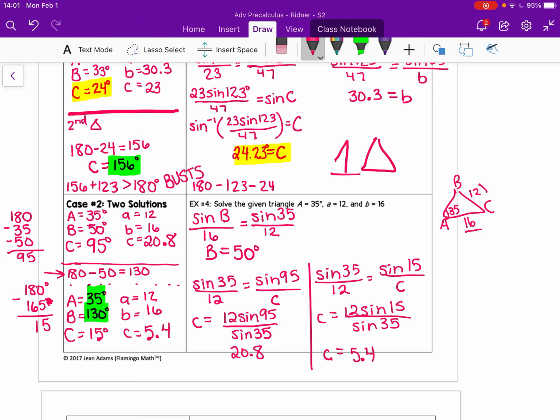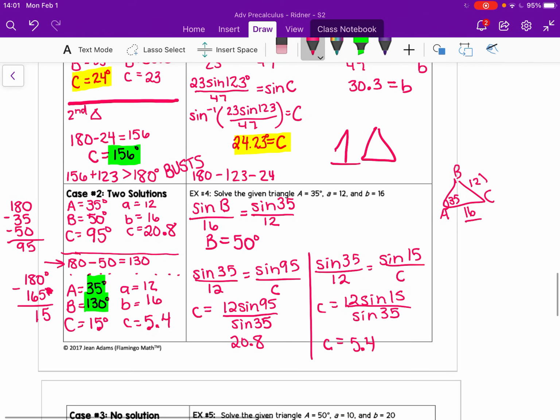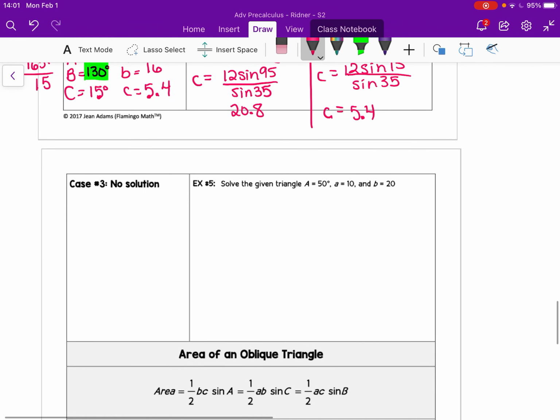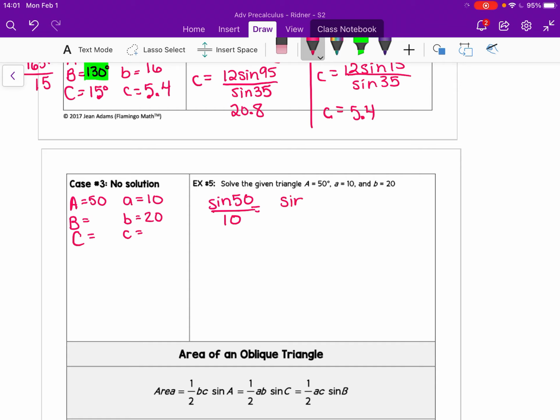So that's how I find out if there are two triangles. Got a lot more work to do there with two triangles. Okay. It is possible to have no solution. So this one actually goes very quick. I have that A is 50, little a is 10. I don't know big B, but I know little b is 20. And I do sine 50 over 10 equals sine B over 20.